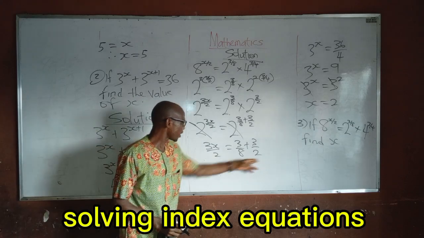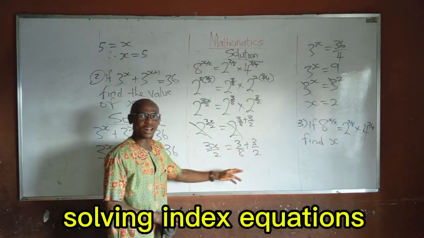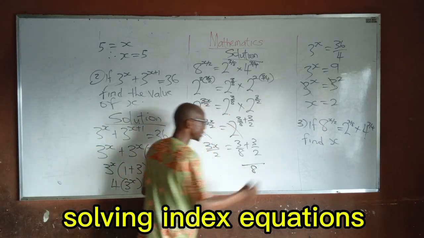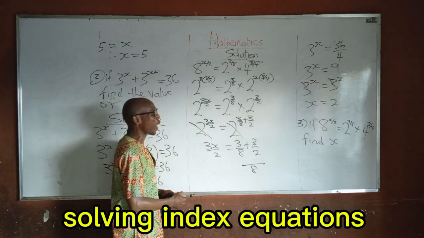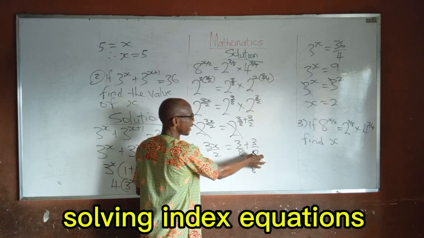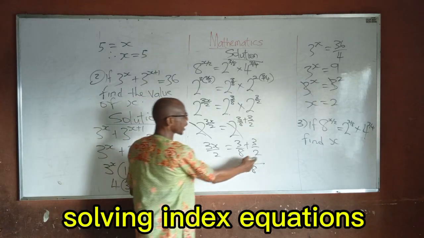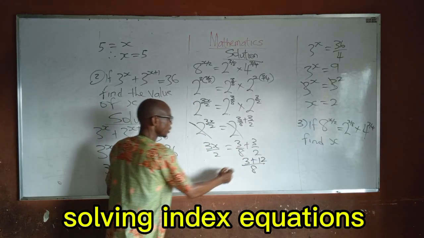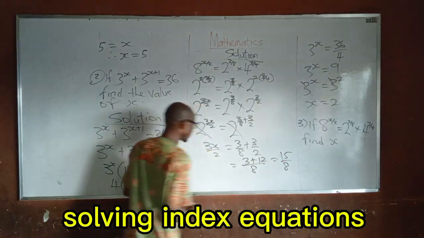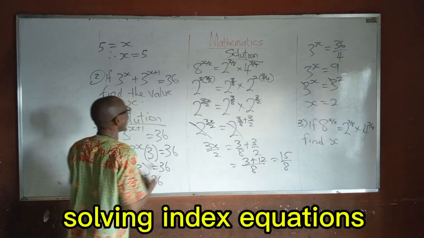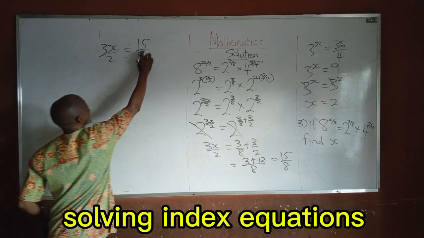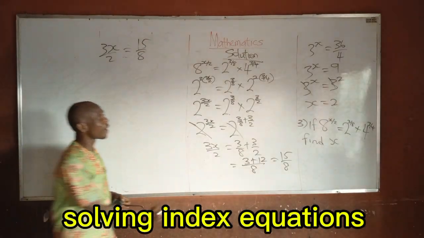So we're going to look for the LCM. The LCM is 8. 8 divided by 8, we have 1, and 1 times 3 gives us 3. Plus 8 divided by 2, we have 4. 4 times 3 will give us 12. So we have 15 over 8. We have 3x over 2 equal to 15 over 8.